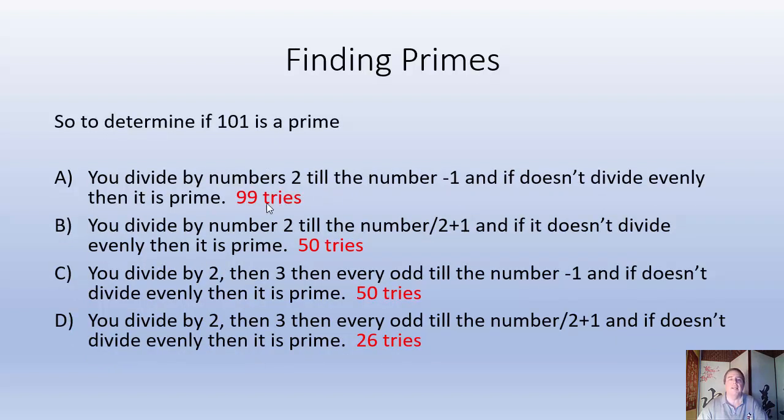If you did the first way, it would take about 99 tries. The second way, about 50 tries. I'm just doing approximate. I didn't actually count. This one, 50 tries. This one, 26 tries. But the correct way to do it is 5 tries. You're like, wow. Let me explain why.